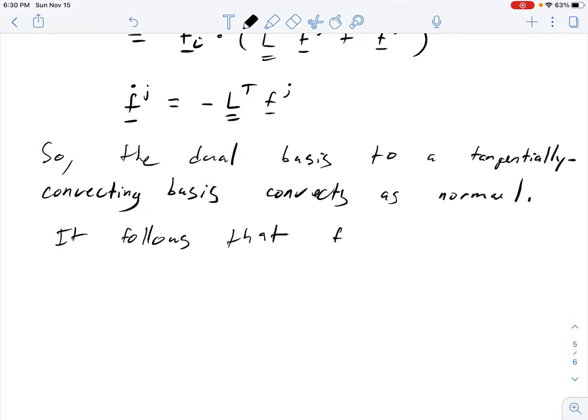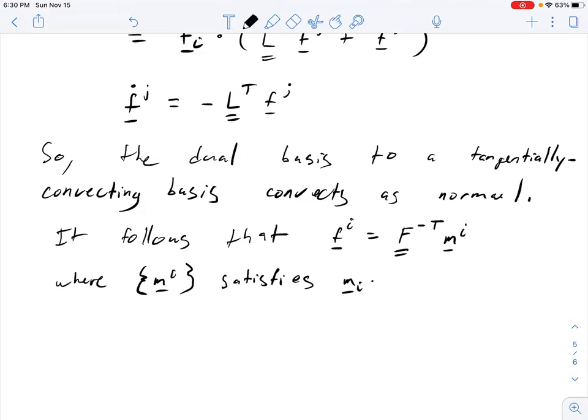That F superscript I, the dual basis element, is equal to F inverse transpose times M superscript I, the corresponding dual basis element in the reference configuration, where the set M superscript I satisfies M subscript I dot M superscript J is equal to delta IJ.